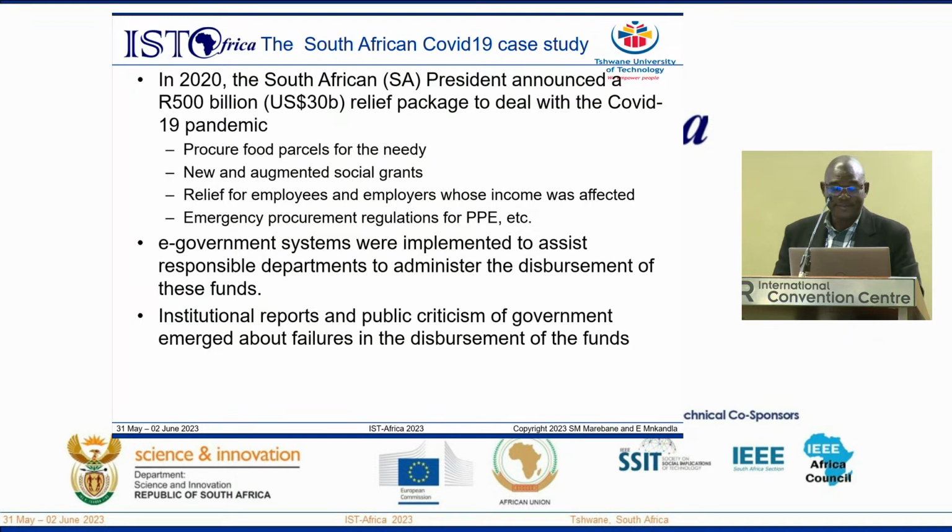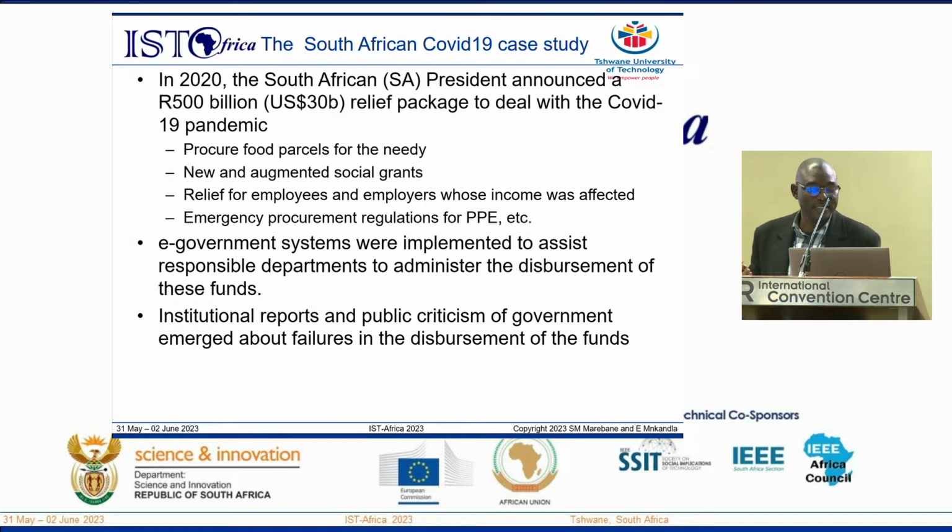And to do that, the government was using their e-government systems. Like we know, there's a system for disbursements of social grants, for UIF, and so forth. However, later on, reports emerged about the incorrect distribution of the funds. There was a big public outcry.